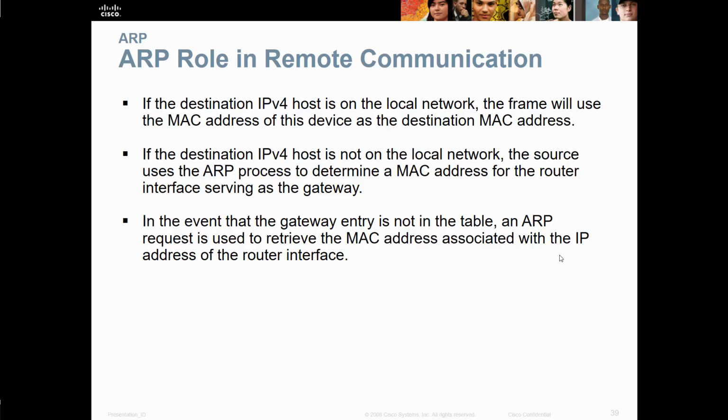So ARP's role in remote communication. This is where it gets more confusing but important. If the destination IPv4 host is on a local network, the frame will use the MAC address of the destination host for the destination MAC. However, if the destination IPv4 host is not on a local network, the source will have to use the ARP process to determine the MAC address of our default gateway, the router. If in the event the gateway entry is not in the table, an ARP request is used to retrieve the MAC address of our default gateway.